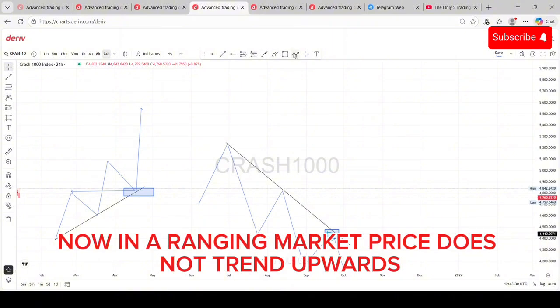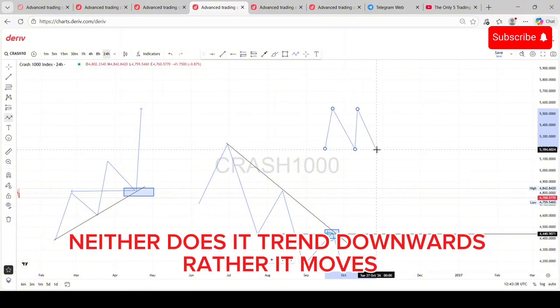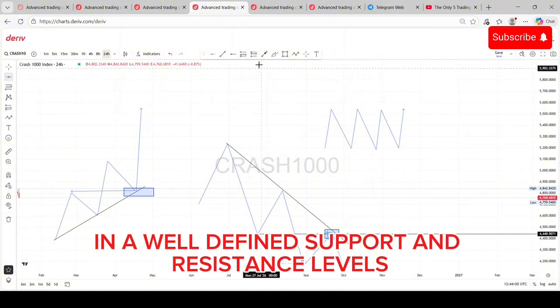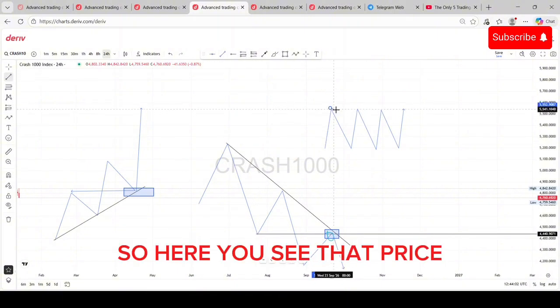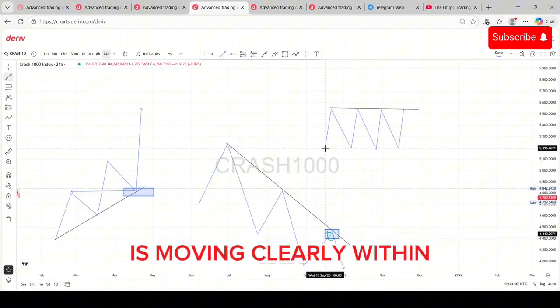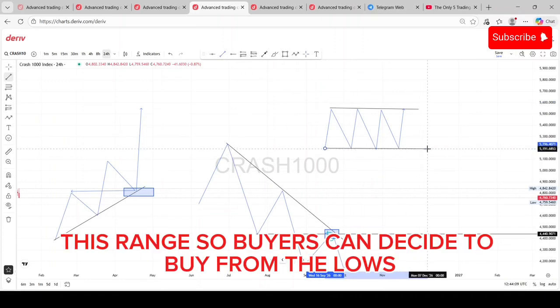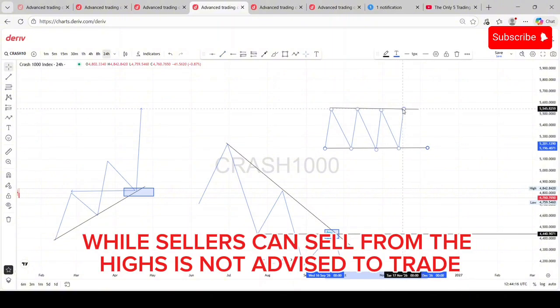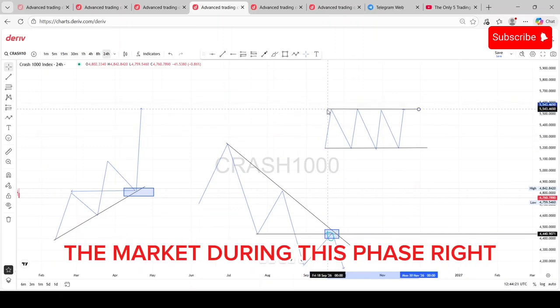Now, in a ranging market, price does not trend upwards, neither does it trend downwards. Rather, it moves within well-defined support and resistance levels. So here you see that price is moving clearly within this range. Buyers can decide to buy from the lows, while sellers can sell from the highs. It's not advised to trade the market during this phase, right?